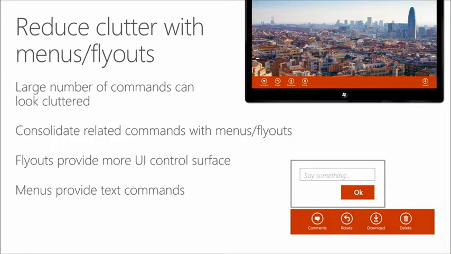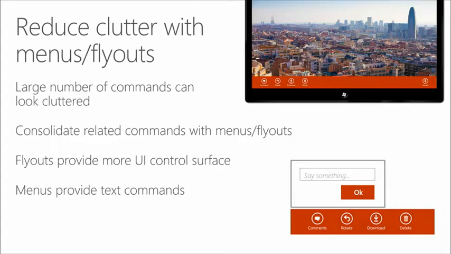Now, I might get to the point where my app bars have tons and tons of different app bar buttons on them. They're going to start to look cluttered. And generally in the apps that I've designed, it's right around that 10 mark, when I have 10 app bar buttons, that it starts to look a little bit cluttered and a little bit overwhelming to users. So what we can do is we can use flyouts associated with those commands to really reduce that clutter.